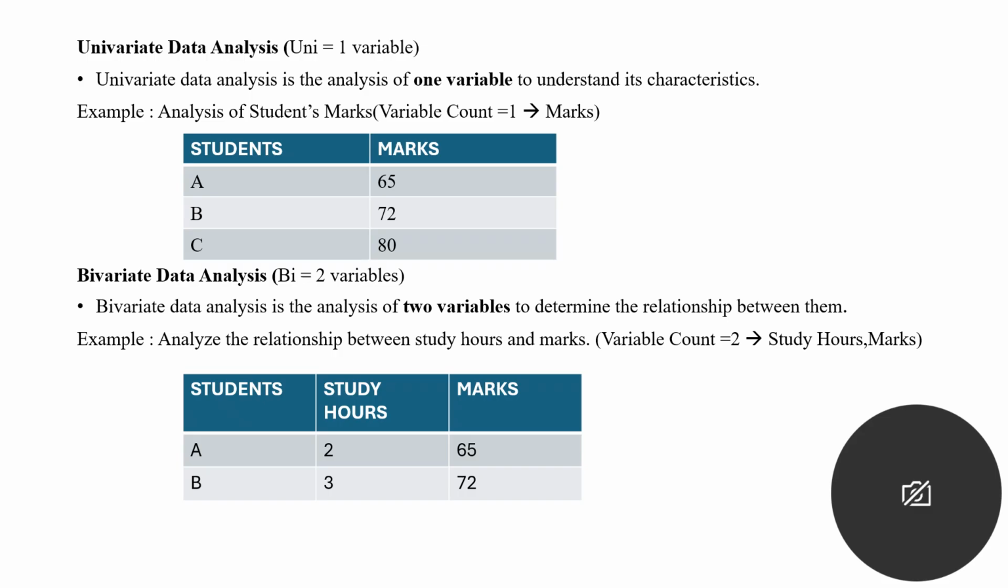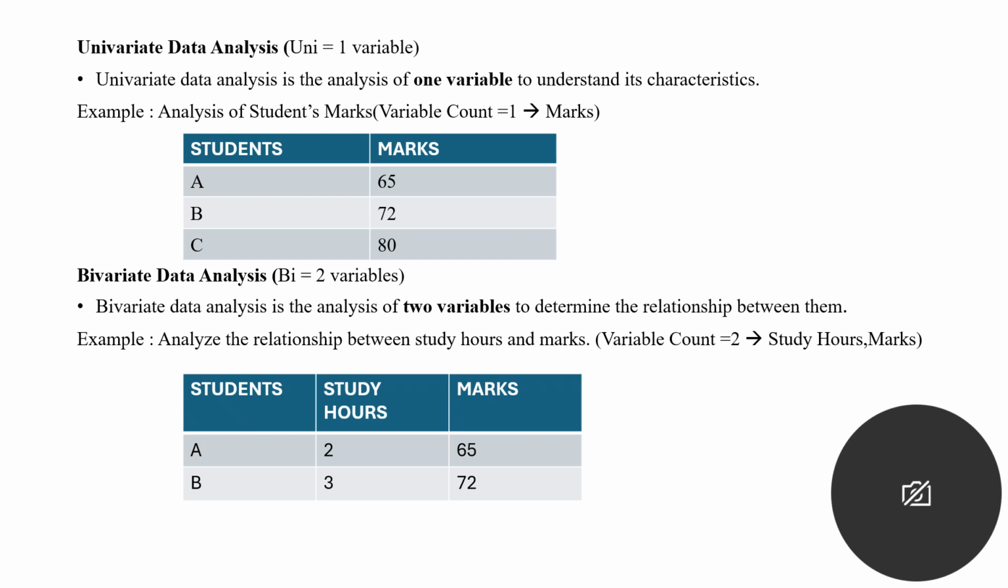First is univariate data analysis. Here uni means one, so we analyze only one variable. The main purpose is to understand the characteristics of that particular variable. For example, in this table we have the marks of three students A, B, C. The marks are 65, 72 and 80. Here we are considering only one variable which is marks. So this is an example of univariate data analysis.